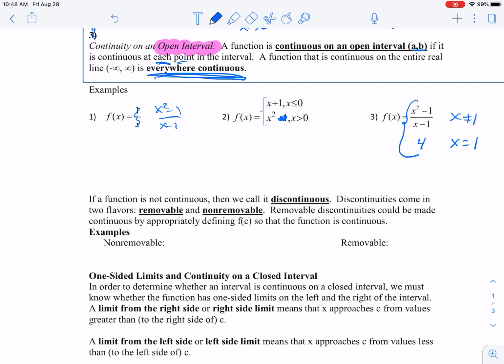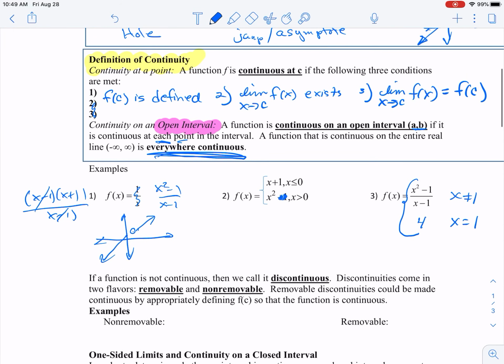Now, if I factor this, you get x minus 1, x plus 1. Here's x minus 1. They cross out. You've got a line with a hole in it. There's a hole right here. Okay, so that's an example where f of c doesn't exist, is not defined.